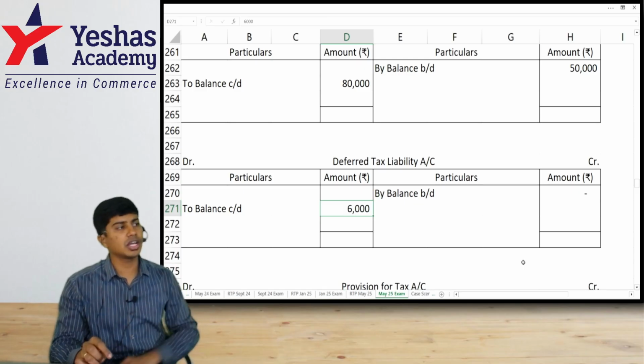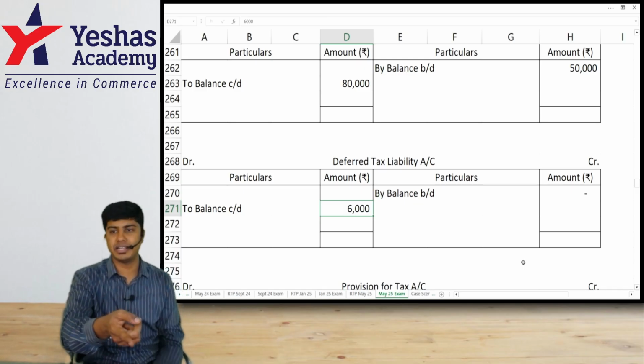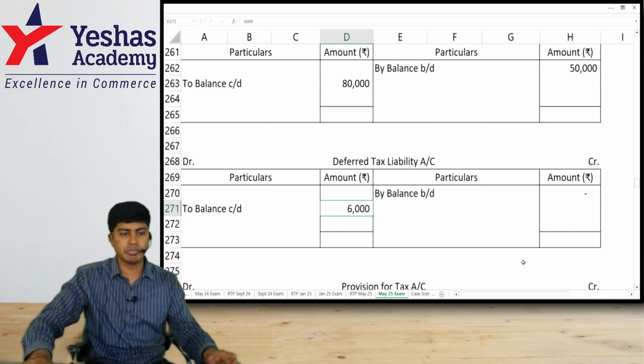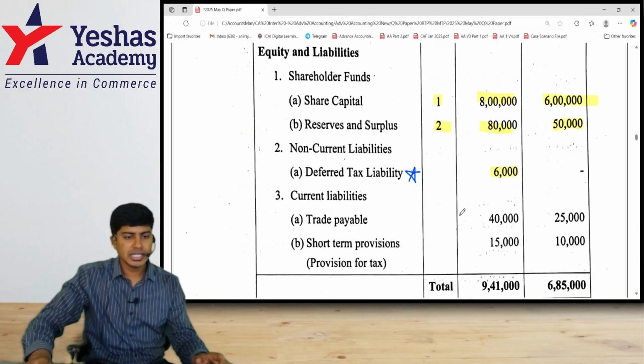In which ledger? Deferred tax liability ledger. Opening balance 0, closing balance 6,000. Sir, why do we write the closing balance on the debit side? Because it's a liability. Liability opening balance credit, closing balance debit. Did everyone understand this? See the next item.